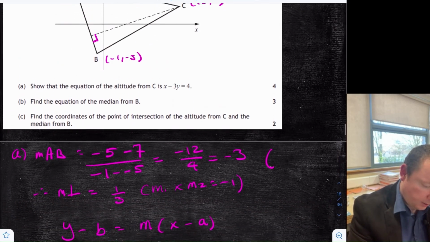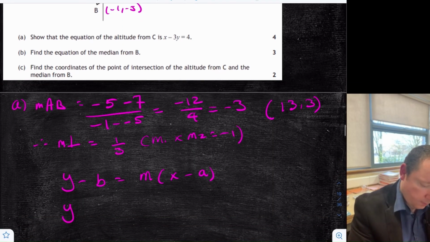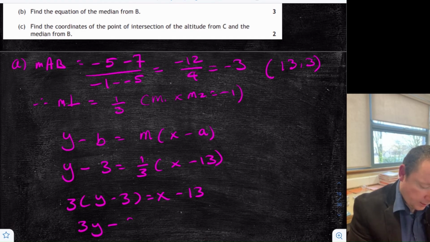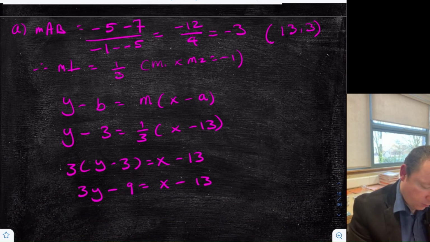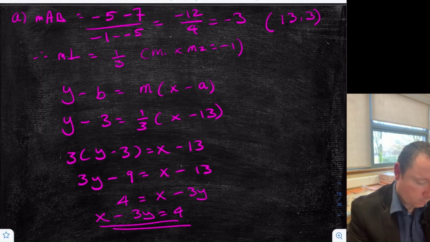Our point is 13, 3. So we've got y minus 3 is a third of x minus 13. So 3y minus 3 is x minus 13. 3y minus 9 is x minus 13. And we want to make it look like x minus 3y. So taking the 13 over to this side, that gives 4 equals x minus 3y, or x minus 3y equals 4. Just making it look like it's asking in the question.